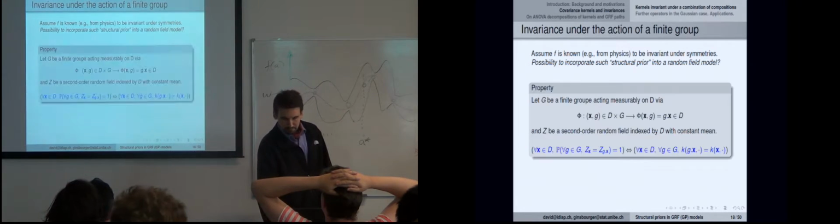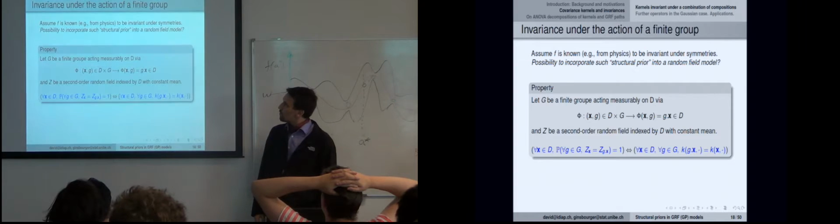Okay, so assume that for some reasons, for instance physical reasons, F is known to be invariant under some transformations, that you know it's symmetrical, or that you know a certain group of rotations is leaving the response unchanged. Then I think you want to incorporate that in your GP model. Is it possible? Is it possible to incorporate a structural prior like that into a random field model?